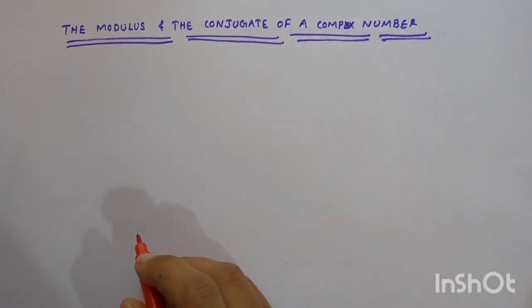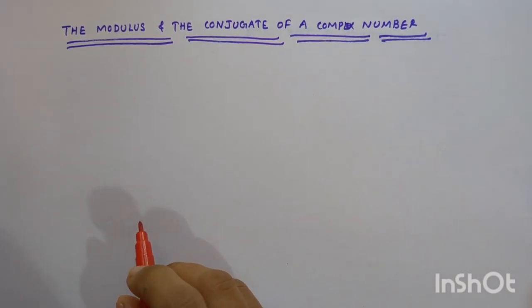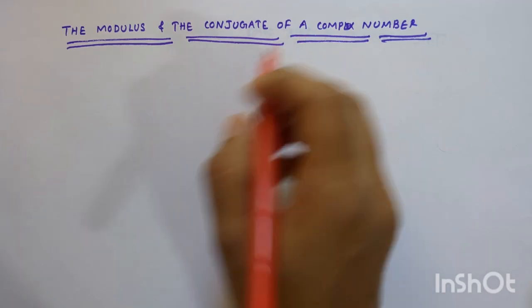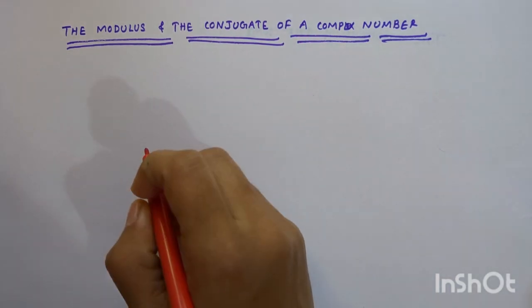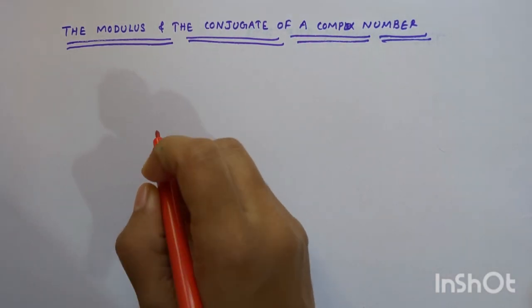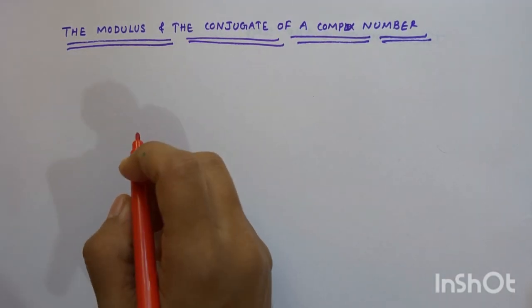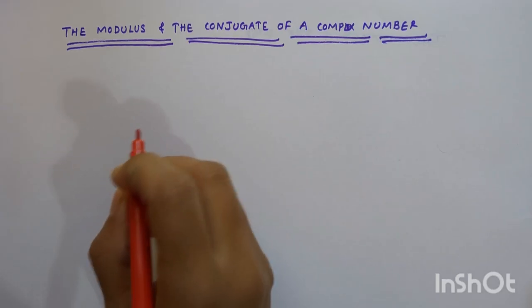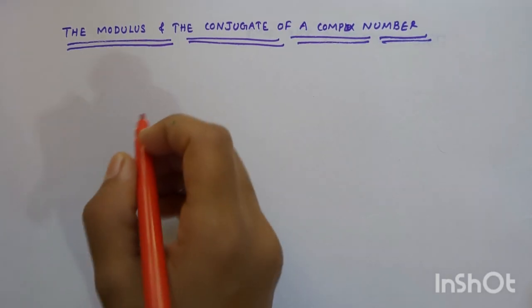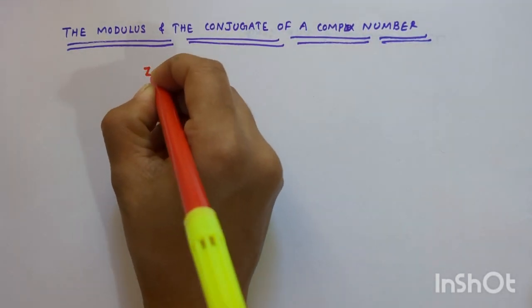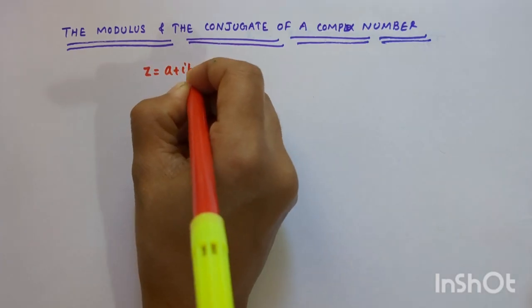Hello everyone, in this video we are going to discuss the modulus and the conjugate of a complex number from Chapter 4, Complex Numbers and Quadratic Equations, Class 11 Maths. Here we will be discussing the modulus of a complex number as well as the conjugate of a complex number. Let us consider a complex number z equal to a plus ib.